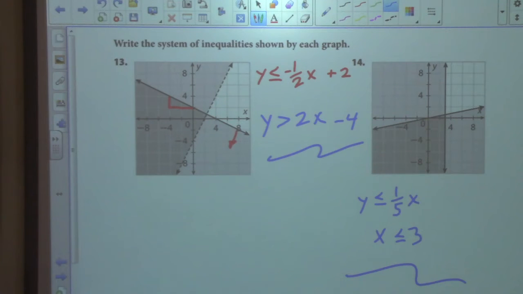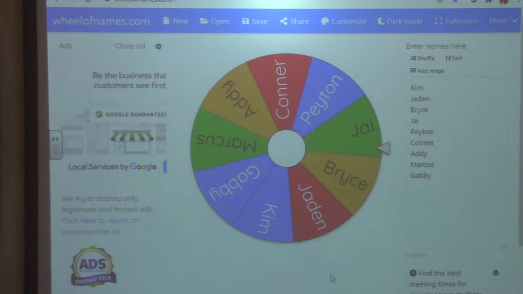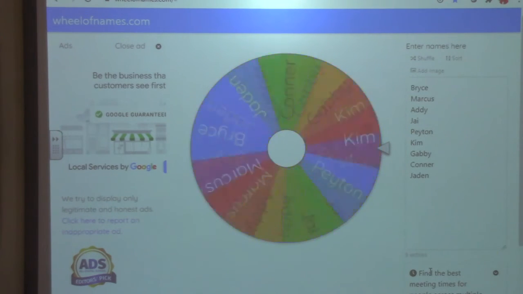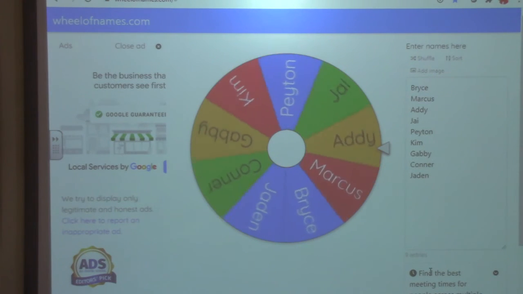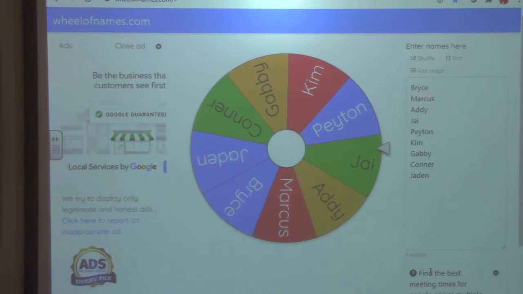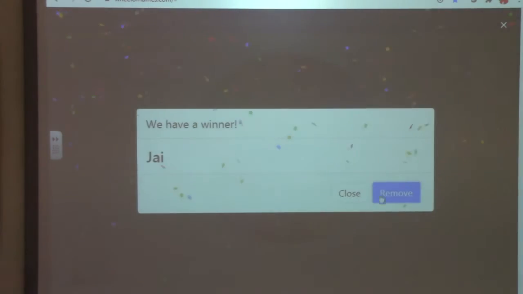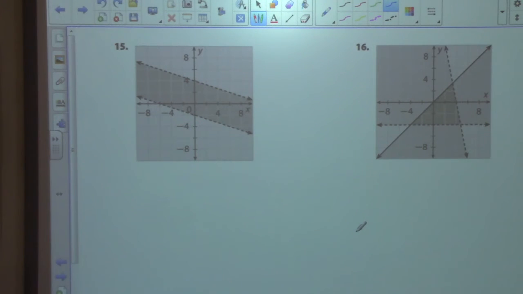Okay, I'm going to spin our wheel again for number 15. No, it would be equal to that. And for 15, let's go, Peyton. Oh, come on. Peyton, Jay. Jay? I'm just glad I didn't get the last one. You want me to tell you the answer? Yeah, go ahead.